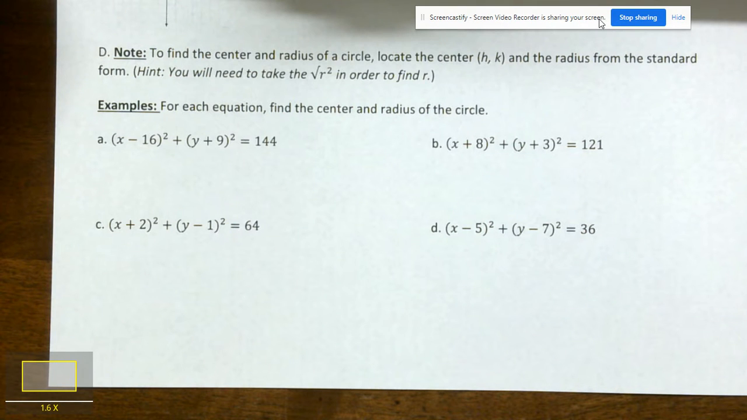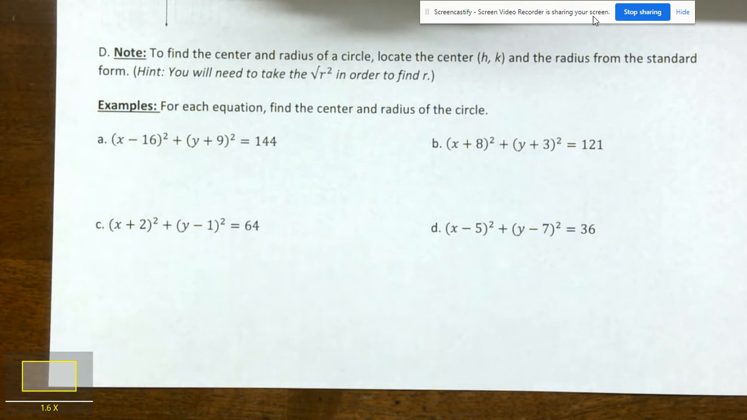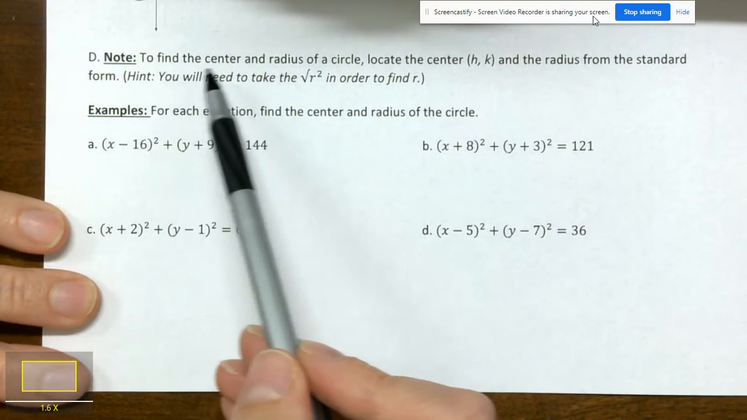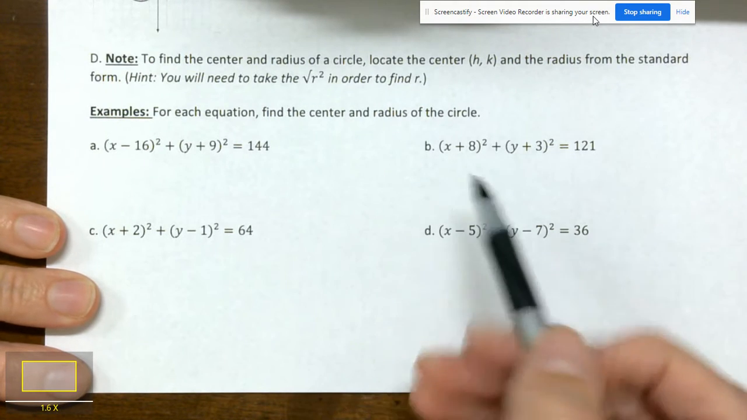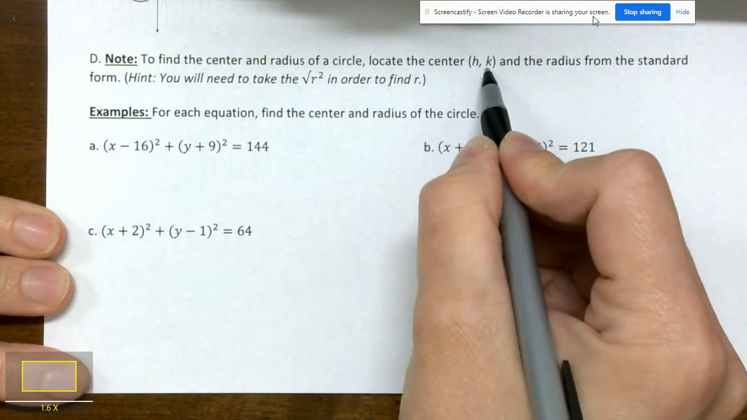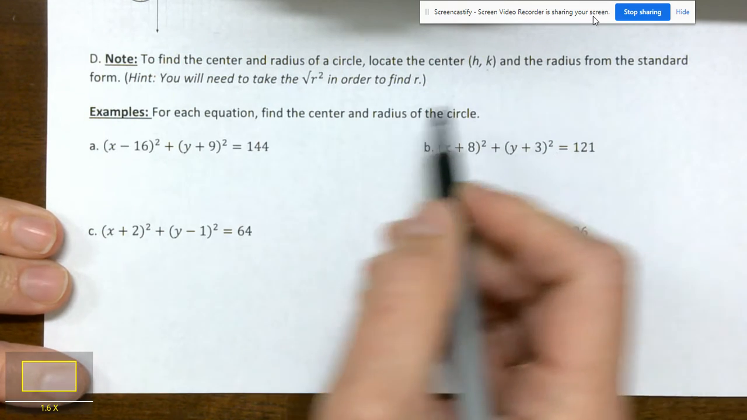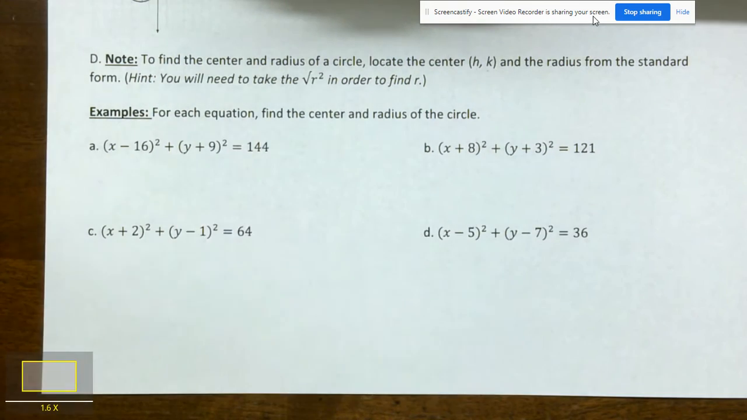Okay, guys, the last thing that we're going to look at for the equations of circles is if they give us the equation, can we come up with the center and the radius? So I've given you a note here. To find the center and radius of a circle, you're going to locate the center (h, k) and the radius from the standard form. Now, I gave you a hint, and this is pretty important.